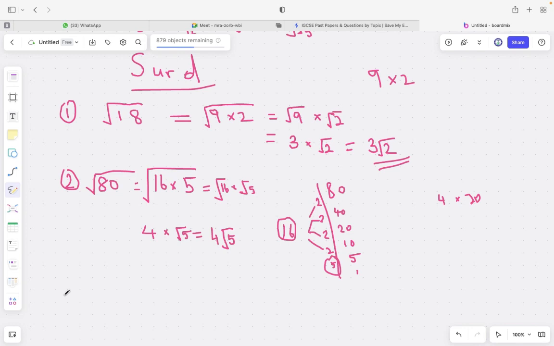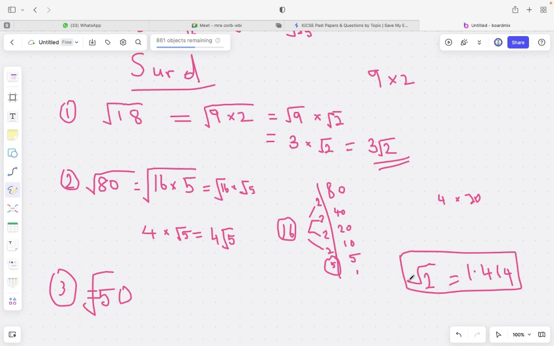Now, in this case, they want us to find root 50. However, they've given us the value of root 2. They say find root 50, but they've told us, given that square root 2 is equal to 1.414. So they've given you the value of root 2. This one they don't want you to leave the answer in surd form. In case your answer ends with root 2, you should take it as 1.414.